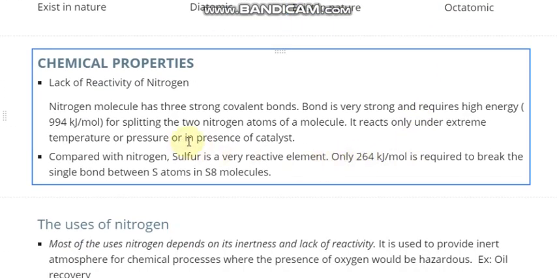Here are some chemical properties. Nitrogen is an inert gas. It is unreactive. We can say it has a lack of reactivity.